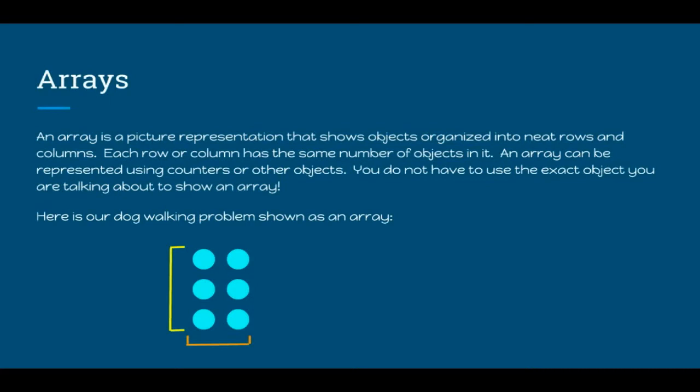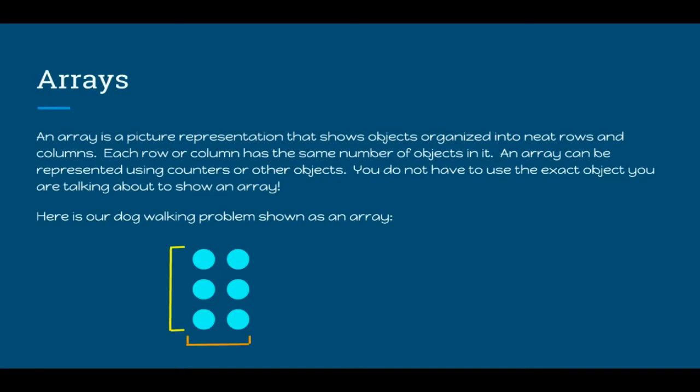Our next stop is arrays. An array is a picture representing objects organized into neat rows and columns. Each row or column has the same number of objects in it. An array can be represented using counters or other objects. You do not have to use the exact object you are talking about to show an array. Usually, people use counters. They'll use something smaller from around the house. Sometimes people use paper clips. The point of an array is to be able to show a picture representing a multiplication fact. It's easier to understand and it's easier to see.